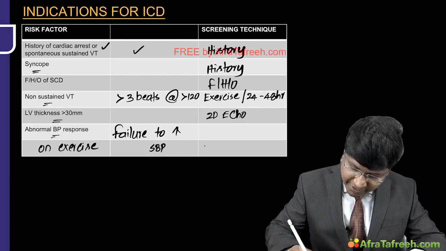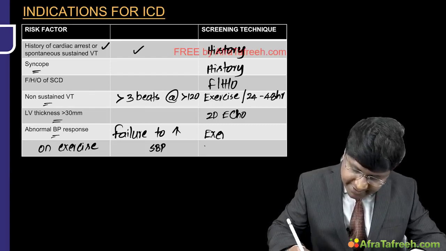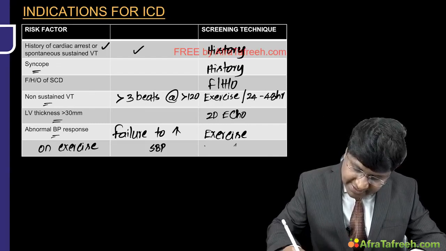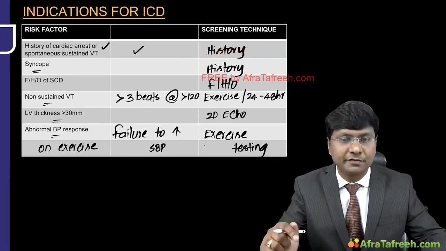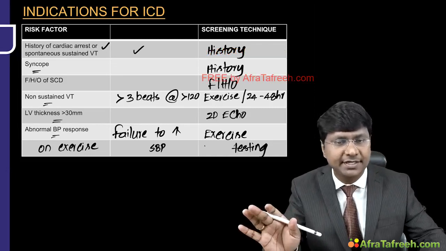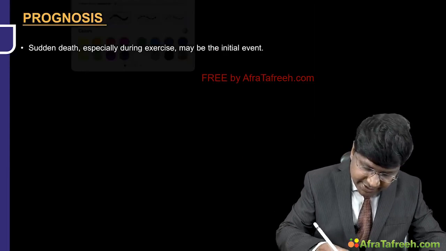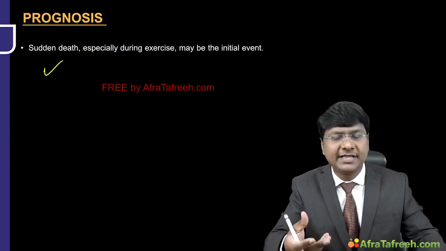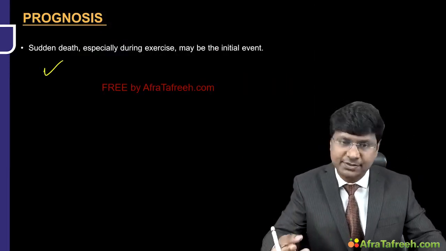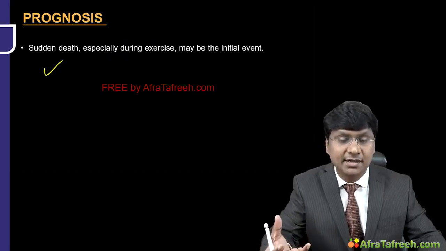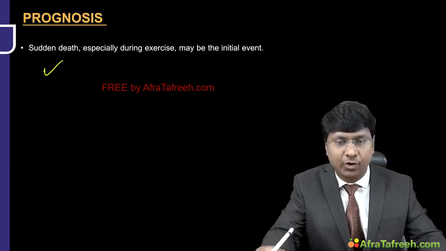So how can you make out this? That is by doing the exercise testing. So these are the candidates, right, for implantation of the ICD, that is implantable cardioverter defibrillator. And like, how is the prognosis? See, in the recent days, with the advent of the new drugs as well as the new techniques, the sudden cardiac death can be avoided.